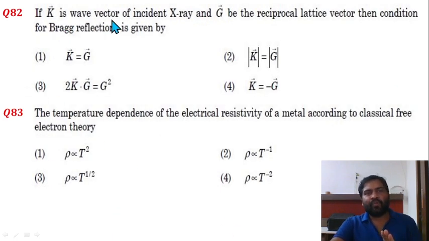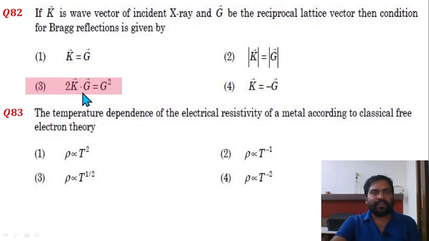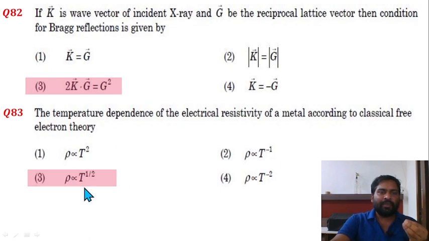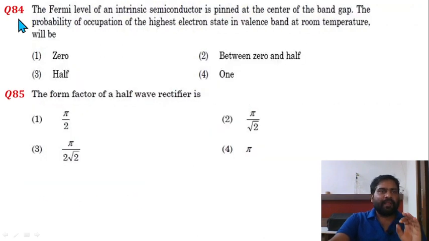Question 82. If K is the wave vector of incident X-ray and G is the reciprocal lattice vector, then the condition for Bragg reflection is given by 2K dot G equals G square. Option 3 is correct. Question 83. The temperature dependence of the electric resistivity of a metal according to classical free electron theory is proportional to T raised to power 1 by 2. Rho is proportional to square root T. Option 3 is correct.